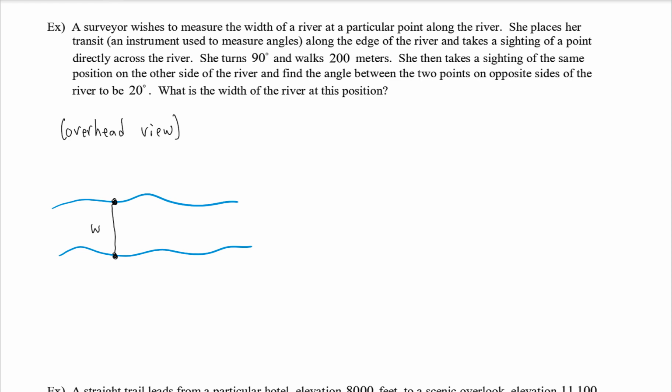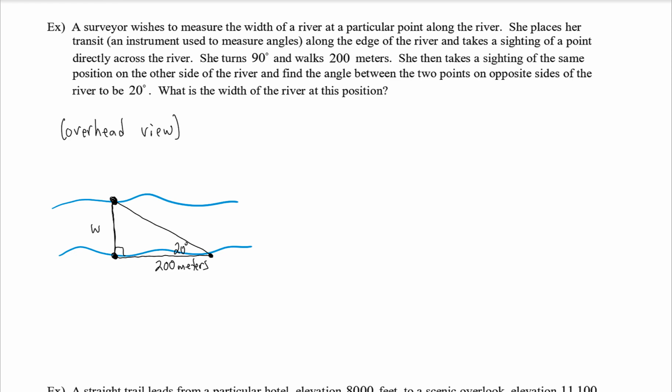So this surveyor places her instrument called a transit, points it directly across, and then she turns 90 degrees and begins to walk, and she walks 200 meters. Then she looks back at the same point. So she points her instrument at this same location over here, and using her instrument can figure out that this is 20 degrees. And this is a doable thing. There are instruments that find the angle between two locations. And we want to find the width of that river.